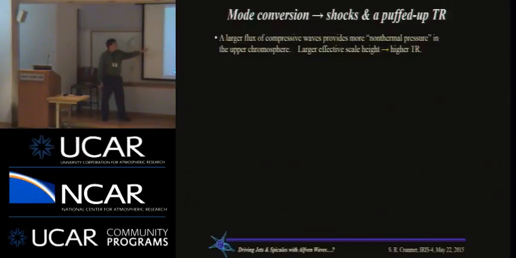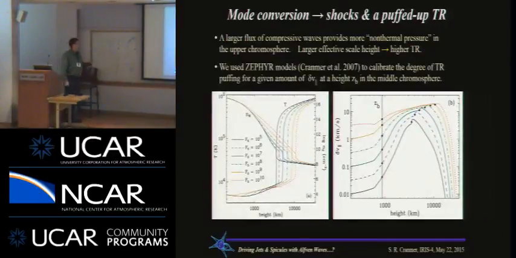We went back to some simpler models to try to calibrate that relation between the amplitude of the compressive wave and how much it lifts up the chromosphere. So in our 2007 paper, we had these time-steady models where we put in acoustic waves, sound waves essentially, at the base, and we varied their properties. As you increase the sound waves, the transition region gets pushed up because the scale height gets bigger throughout the chromosphere.